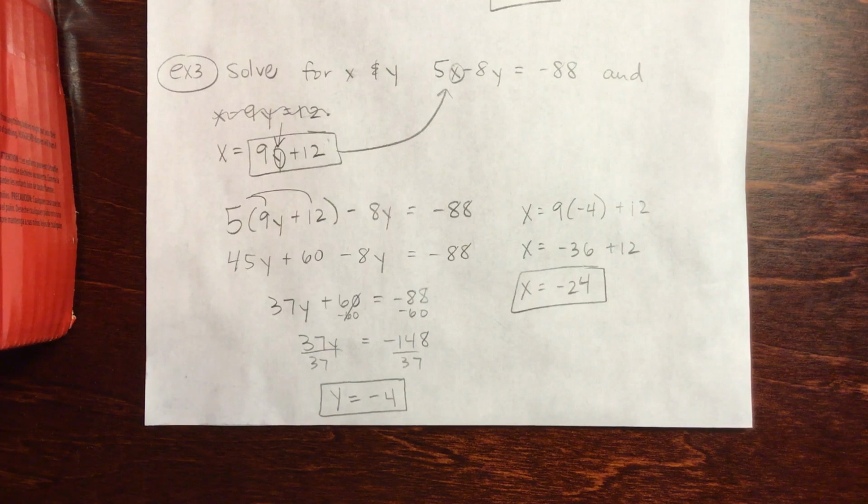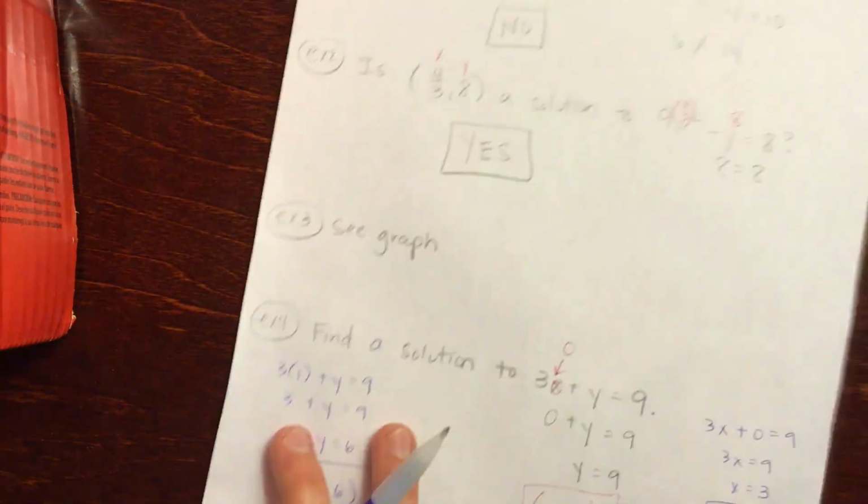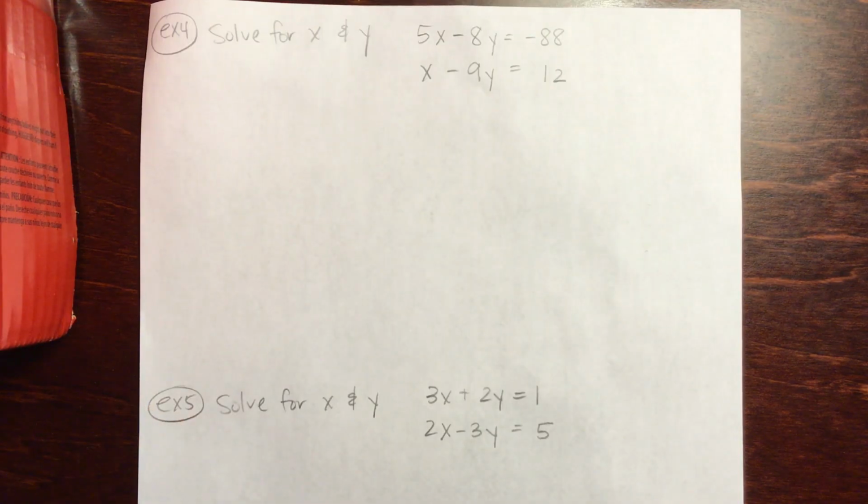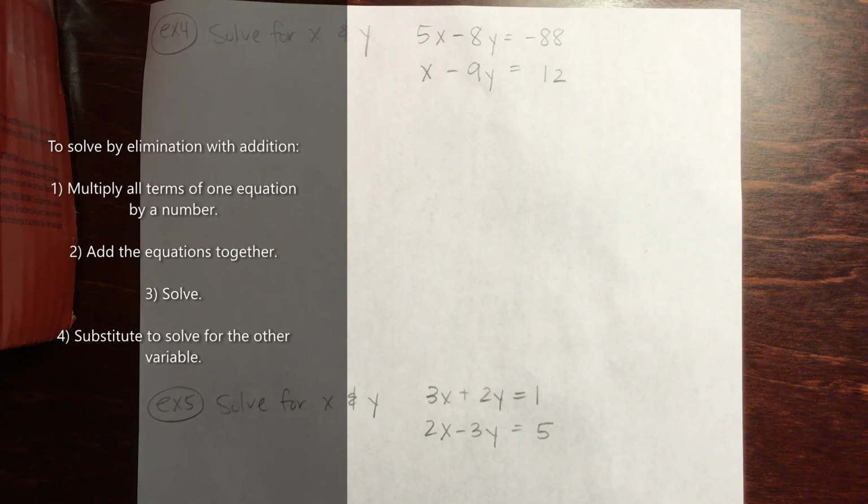Okay, so that is substitution. If you don't like that method, you can always solve these by elimination with addition instead. Okay, so what does that mean? And we actually will redo that last example using elimination with addition. So what does that mean? Multiply all your terms of one equation by a number. And we're going to choose that number specifically so if we add these two equations together, the x's will cancel out. Or if we add the two together, the y's will cancel out.